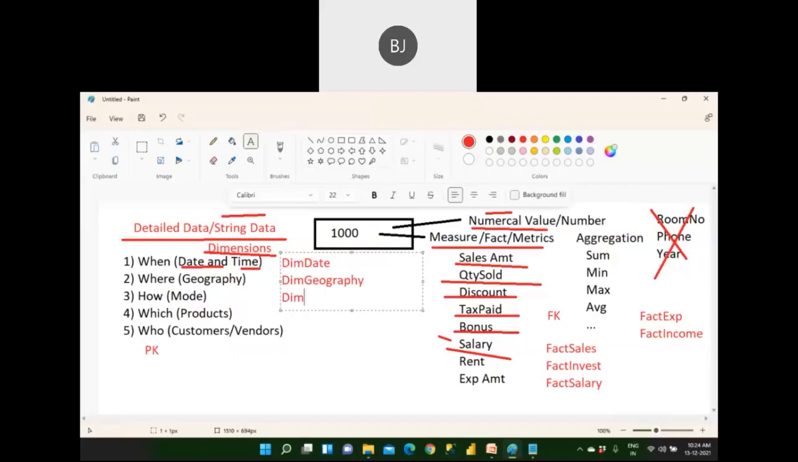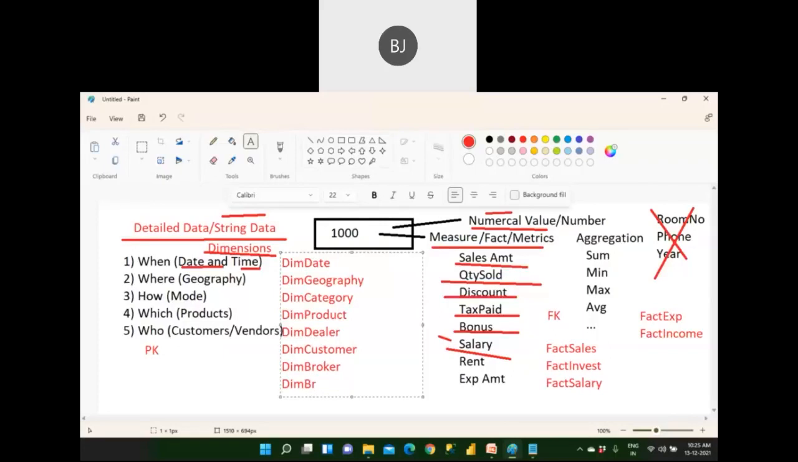You have a dimension mode or category, something like this. You have a dimension category. You have a dimension product table. You have a dimension dealer table, right? So you have a dimension customer table, right? You have a dimension broker table, okay? You have a dimension branch table, like that.